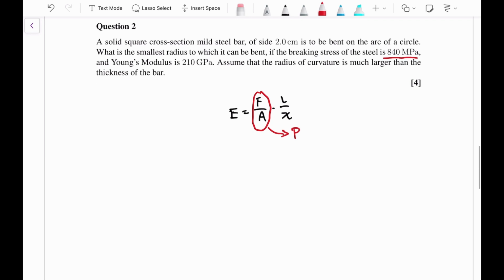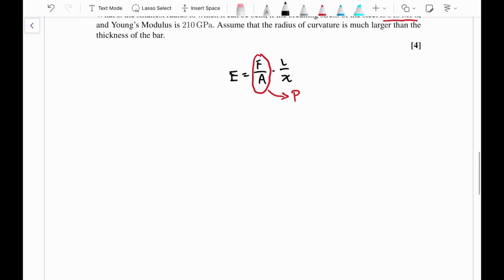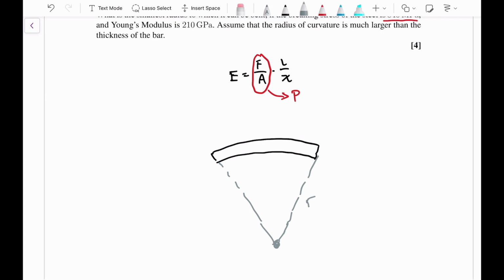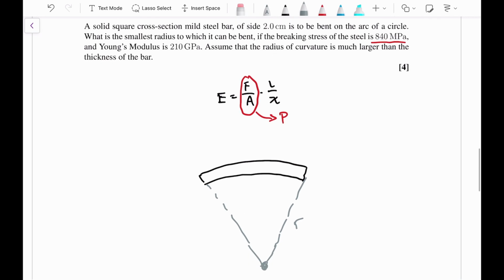Okay, so let me draw a diagram to see what exactly is the context. We have a steel bar with a square cross section, and if you trace its back, it's basically an arc of a circle with radius r. R is what we want to calculate. We want to calculate the smallest value for the r.